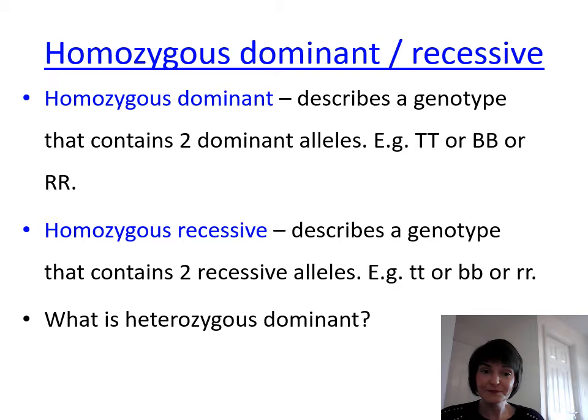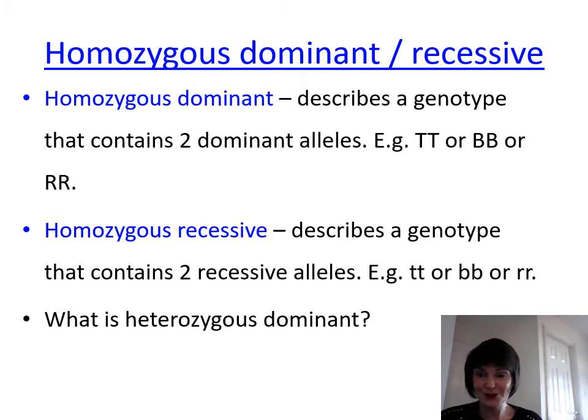Homozygous recessive. Again, the only difference between the top term and this new term is the word dominant and recessive. So homozygous recessive describes a genotype that contains two recessive alleles. So you're going to have wee t, or wee b, or wee r. Okay, so you have got two alleles that are recessive. They are lowercase letters, because if you're recessive, you're always written in the lowercase. If you're dominant, you're always written in uppercase.